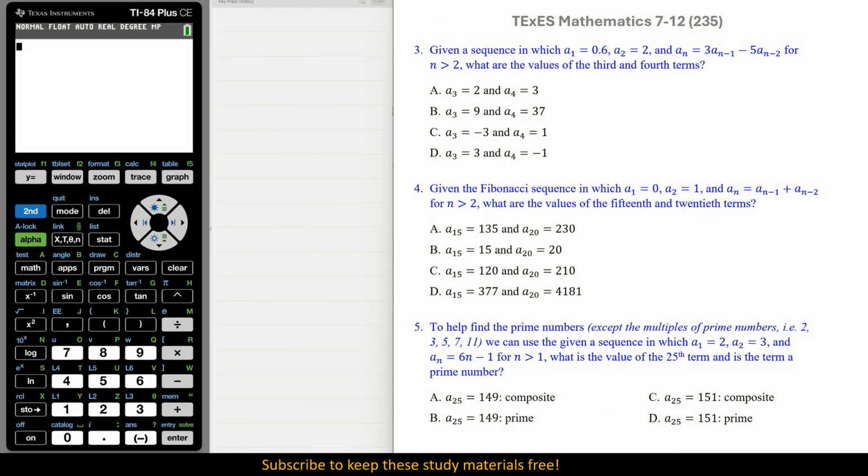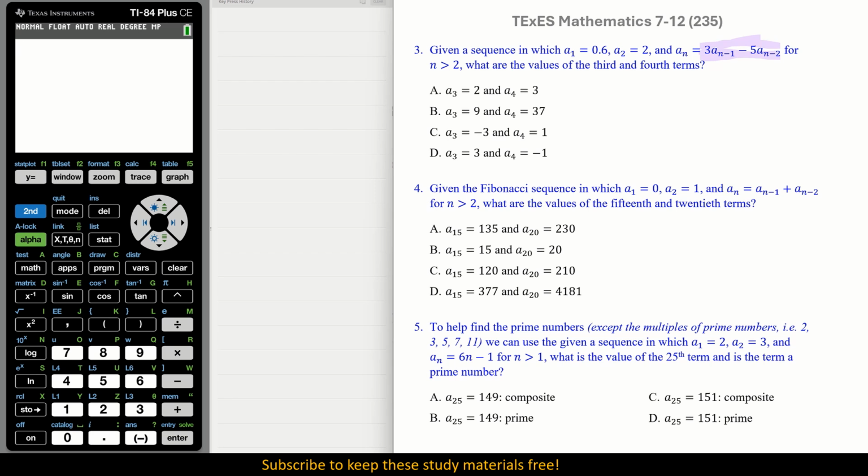Number 3, given a sequence in which a sub 1 equals 0.6 and a sub 2 equals 2, here is our given formula that they want us to use for n greater than 2. What are the values of the third and fourth terms?